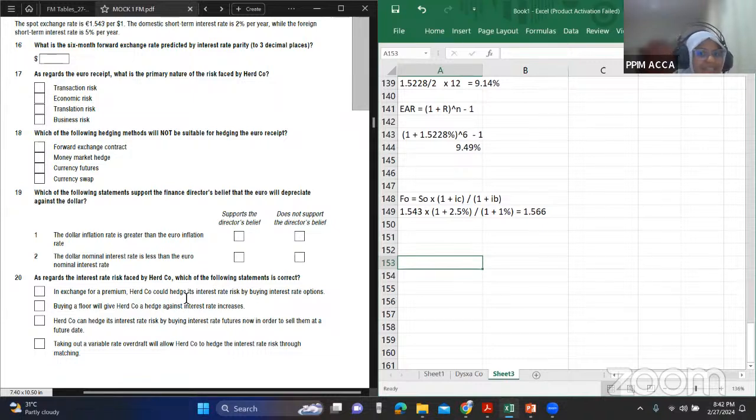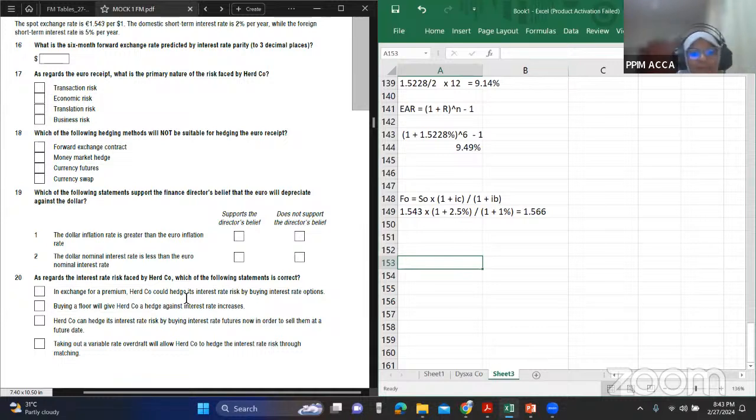So the first one does not support the director's belief. Then it says that the dollar nominal interest rate is less than the euro nominal interest rate. Okay. So again, if you are in the country where your currency is strengthening, then your interest rates are usually low. Here the dollar is strengthening. That's what the director believes. So if the dollar is strengthening, then the nominal interest rate should be lesser than the counter currency, which is what the second point is saying.